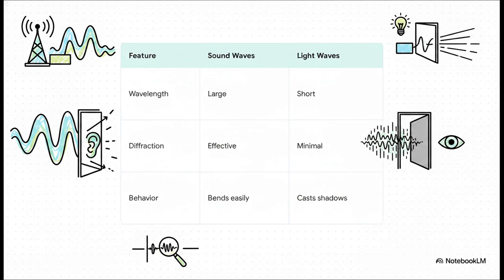But light waves and microwaves, they have incredibly high frequencies and extremely short wavelengths. Because their wavelengths are just so tiny, they have minimal diffraction ability in our everyday world. They only diffract through microscopic gaps, which is exactly why everyday objects cast sharp shadows and require a direct line of sight. The light wave is just too small to bend around the doorway.